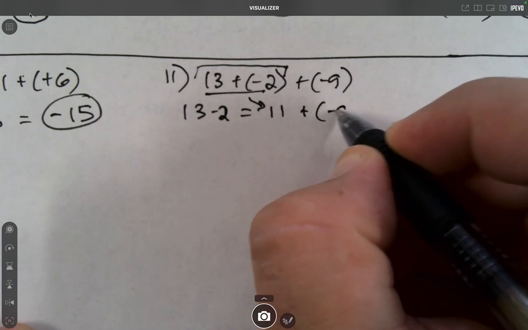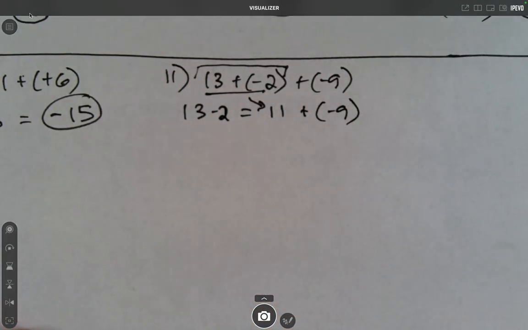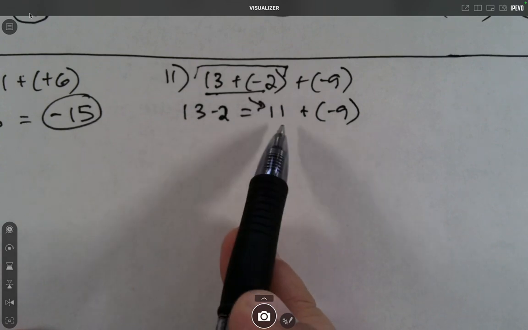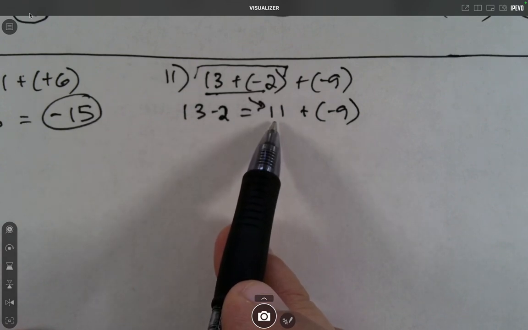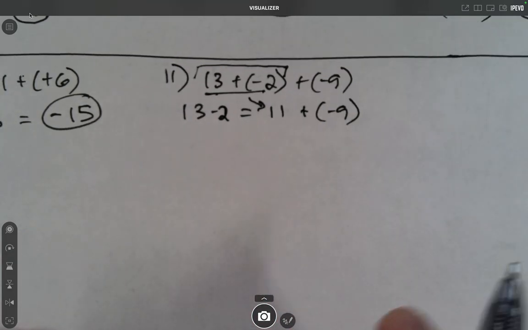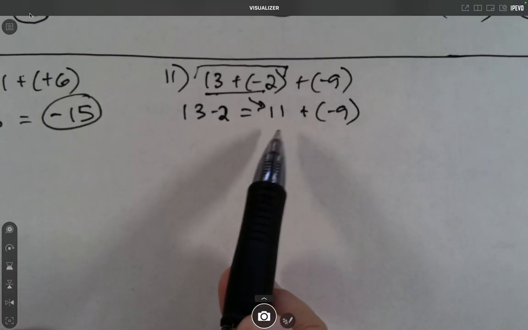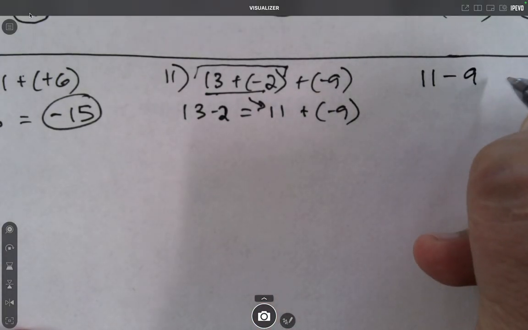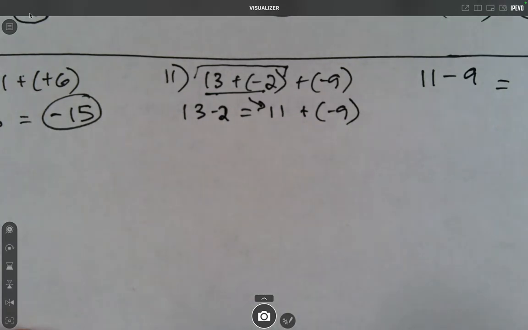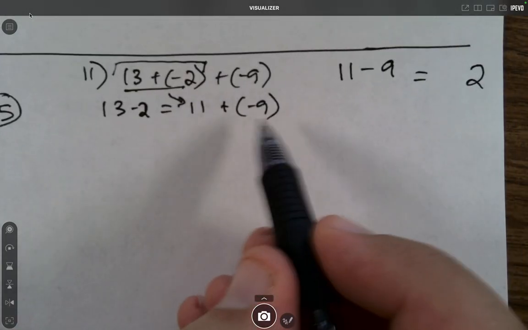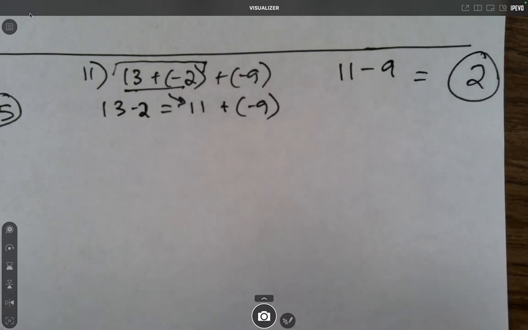Then I add -9 to it. So I took care of 13 plus -2 first. That gave me 11. Now I incorporate the third number into 11 plus -9. Again, the rules for addition are that if you're adding different numbers, you subtract the two from each other, and you keep the sign of the bigger number. Well, 11 is bigger than 9, so we make it a +2.